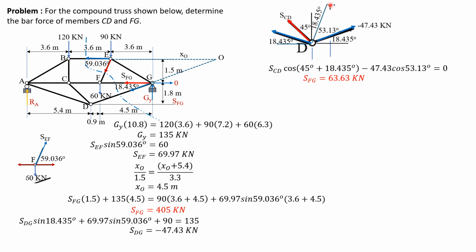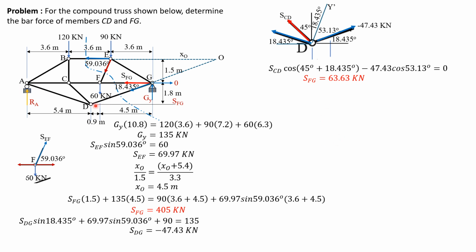plus negative 47.43. So this is 53.13 degrees, which is 90 degrees minus 18.435 degrees minus 18.435 degrees. The component of the negative 47.43 kilonewton force along that direction is negative 47.43 cosine of 53.13 degrees. Then equate to 0. So SCD is 63.63 kilonewtons.